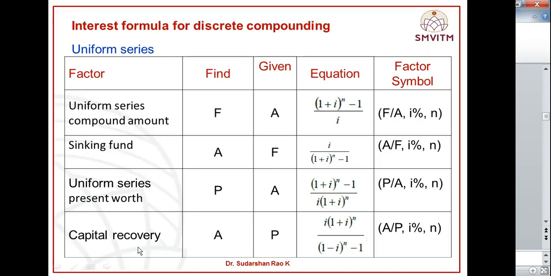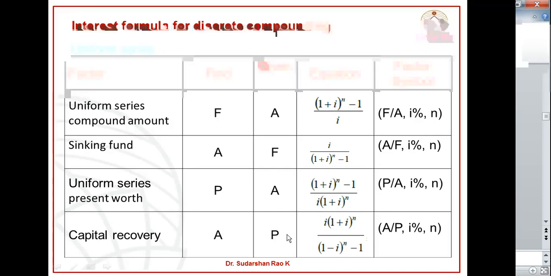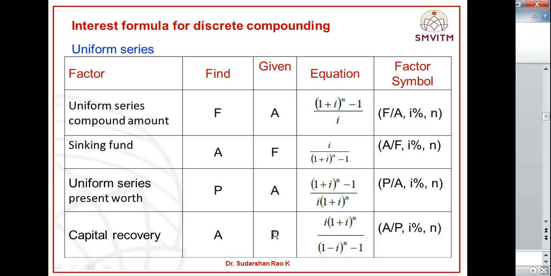The last one is capital recovery, where for the given P, A can be calculated. That is A equals P into i into (1 plus i)^n, divided by (1 plus i)^n minus 1. The factor symbol is A/P, i percent, n. These are the four uniform series formulae.